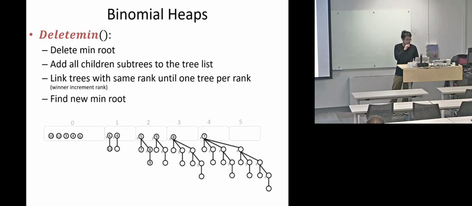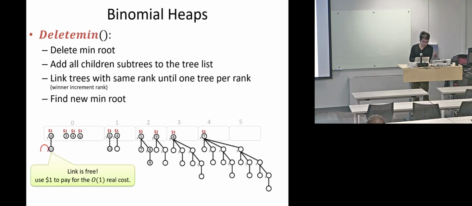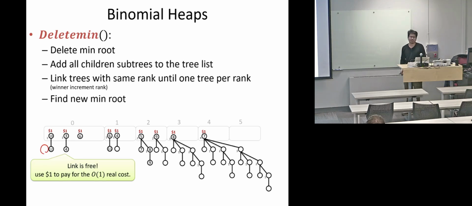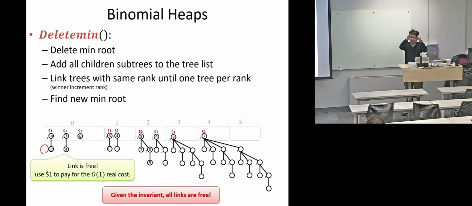But now we have money on each root, and now we need to link, right? We link this, but we're gonna use the money on top of the root to pay for linking. So this link is free because we just use this $1 to pay for linking. And the next link is free too. Basically all the links are free if we have $1 on top of each root.